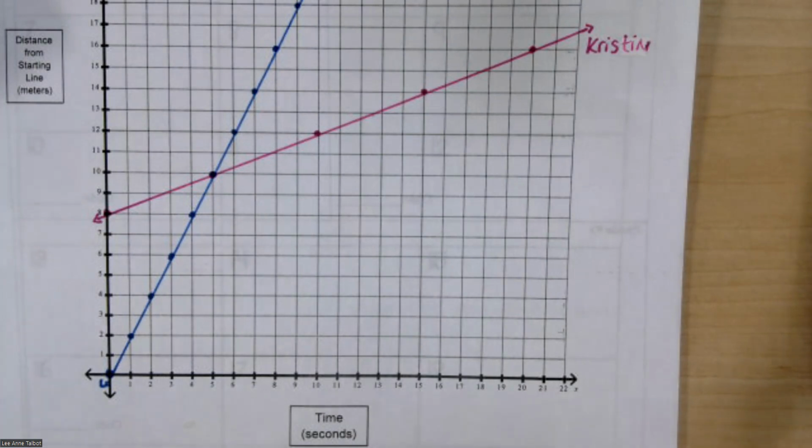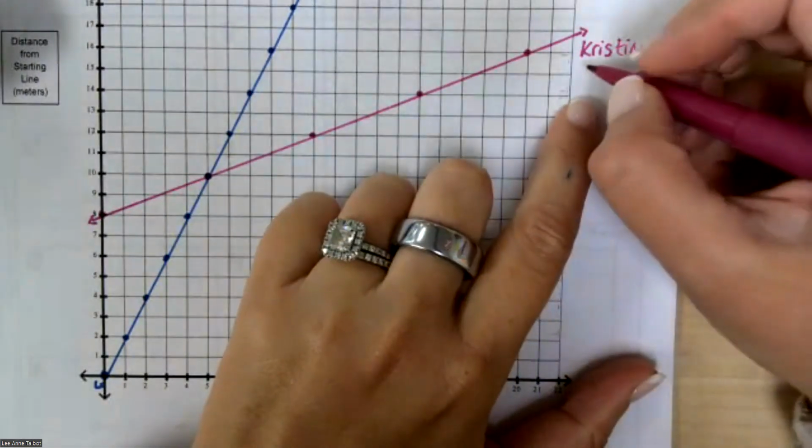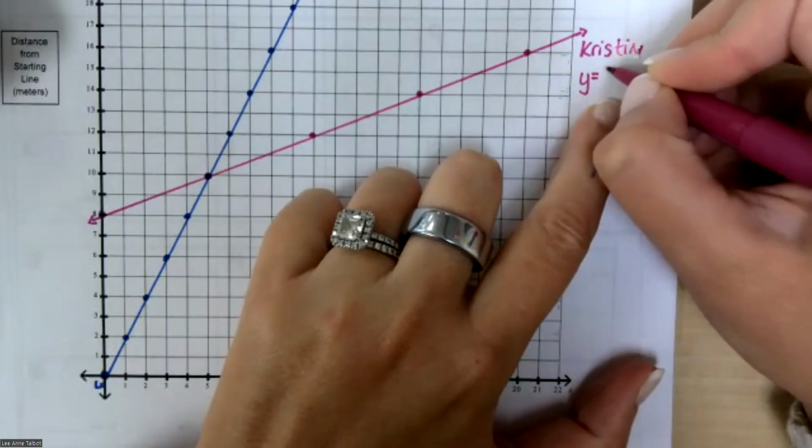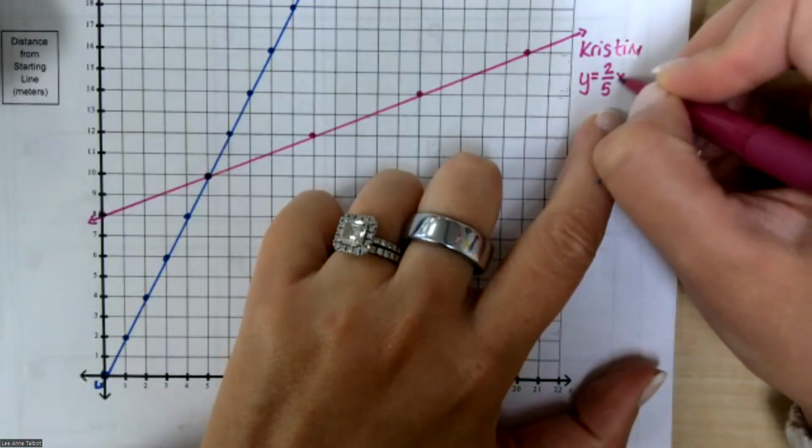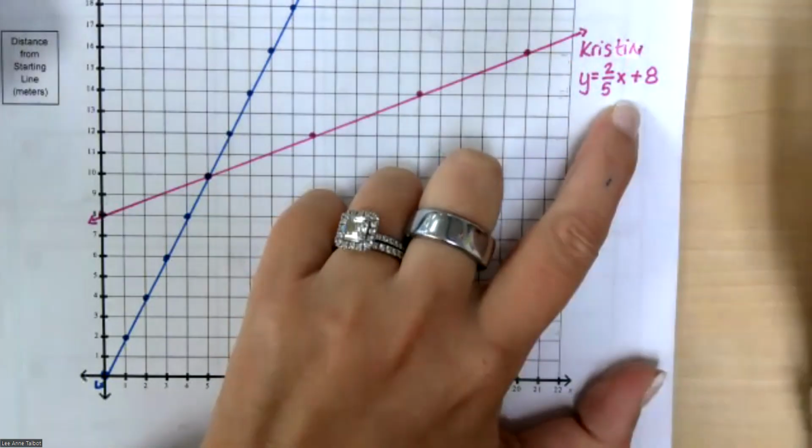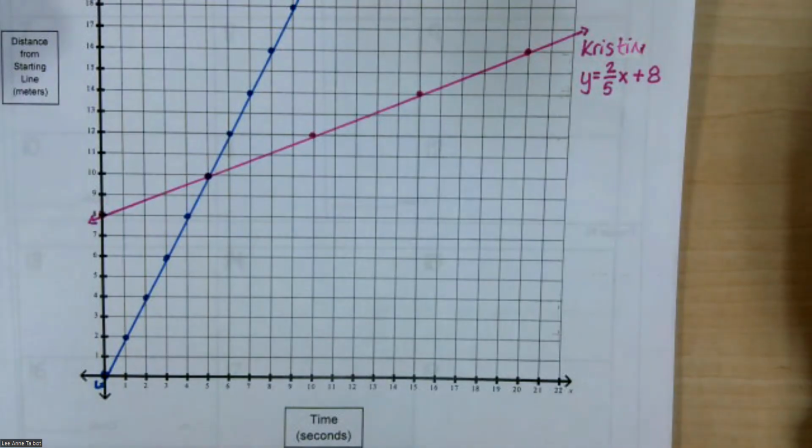Is anyone other than Mike willing to guess Kristen's equation? Landon. Beautiful. y equals 2/5 x plus 8. I don't know how much that plus 8 helped her. I think Leslie still smoked her pretty good.